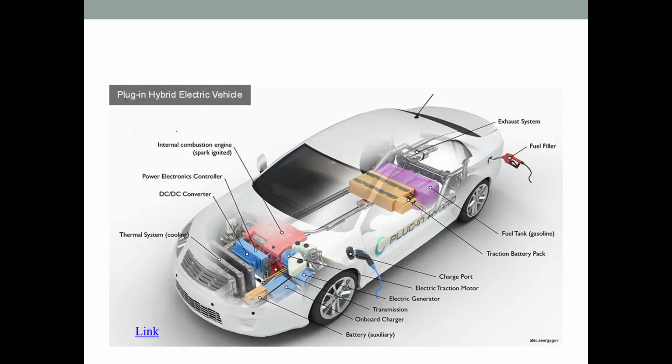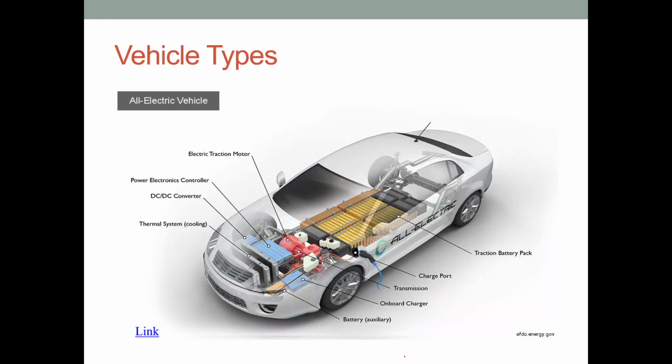The next type is the plug-in hybrid electric vehicle. That's again the same as the hybrid electric, but the only difference is it's a plug-in type. The next type is the all-electric vehicle, something like a Tesla, for instance, that has a battery pack, and you can charge the batteries using a charge port. We have an electric motor, again power electronic parts, DC-DC converters, and an onboard charger.